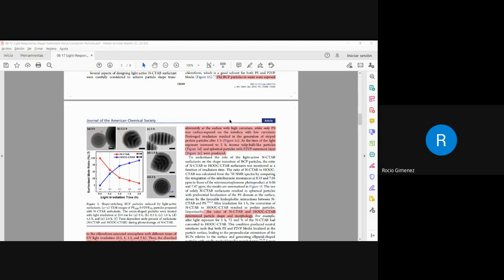Subsequent light irradiation led to a transition of the overall shape as well as the inner morphology of the particles. For example, after irradiation for half an hour, the particles show a mixture of axially and radially stacked lamellar morphologies, forming tulip bulb shapes. Prolonged irradiation resulted in the generation of striped spherical particles after 1 hour. As the time of the light exposure increased to 2 hours, inverse tulip bulb-like particles and spherical particles were produced. As seen in this figure, the ratio of conversion determined the particle shape and morphology.